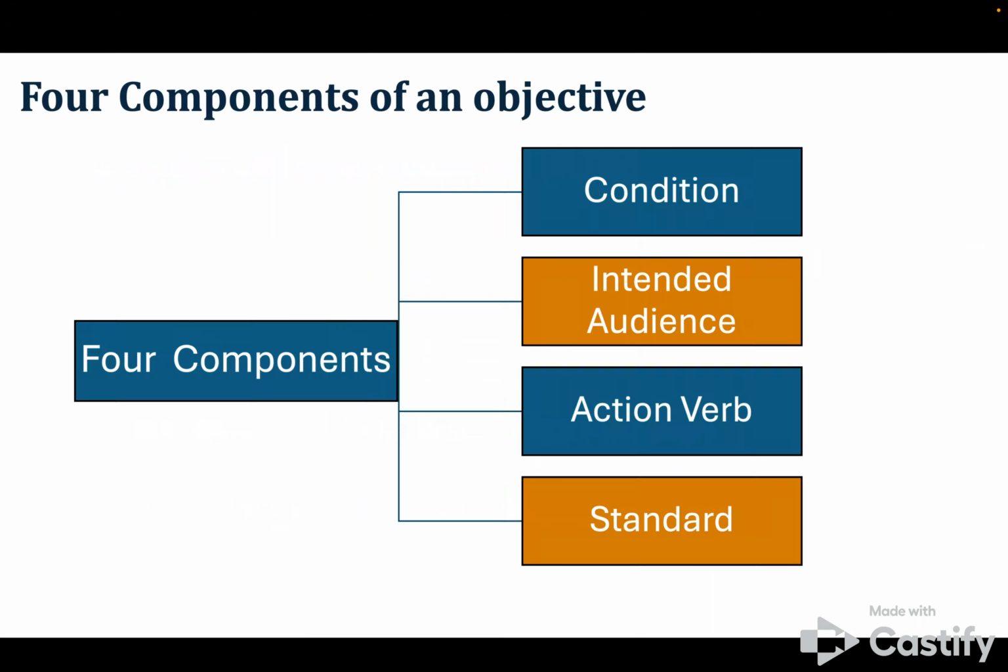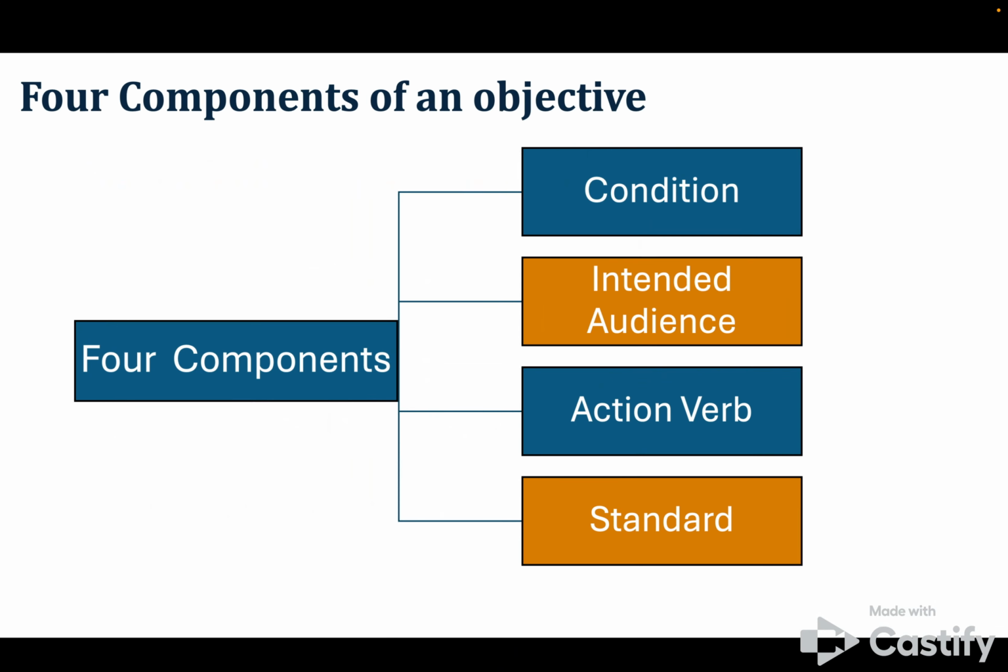Instructional objectives contain 4 components. The first is condition. This describes the circumstances under which learning occurs. The second is the intended audience, which is always the student. The third is the action verb, which is one of the major focuses of Bloom's taxonomy because it identifies what students will actually do. And finally, the standard, which describes the level of performance.